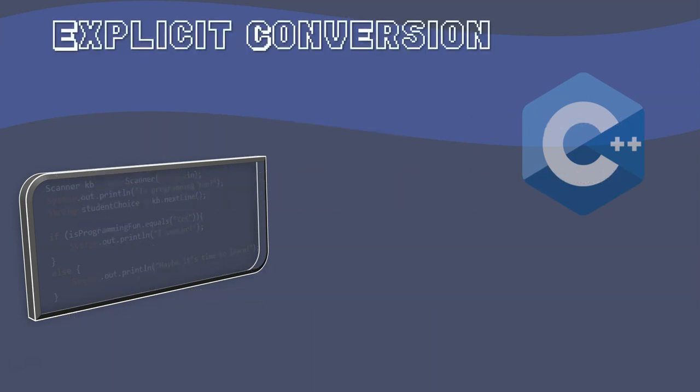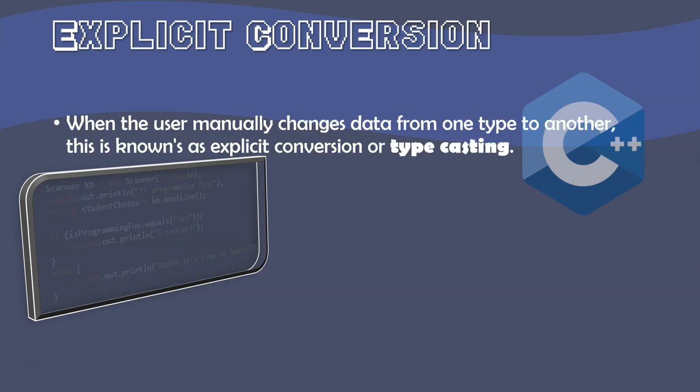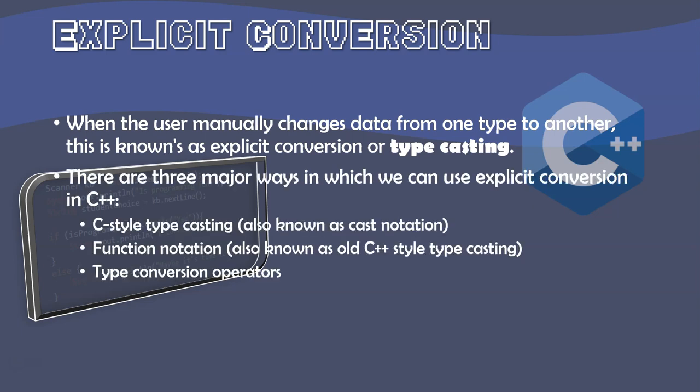Now, what about explicit conversion? When the user manually changes data from one type to another, this is what's known as an explicit conversion or typecasting. Now, there are three major ways in which we can use explicit conversion in C++. We have the C-style typecasting, also known as cast notation. We have function notation, which is also known as the older C++ style casting. And we have type conversion operators.